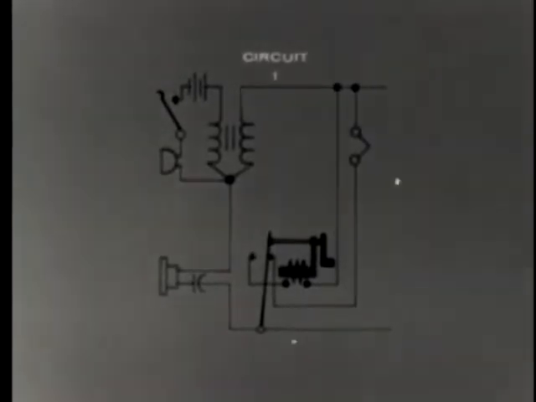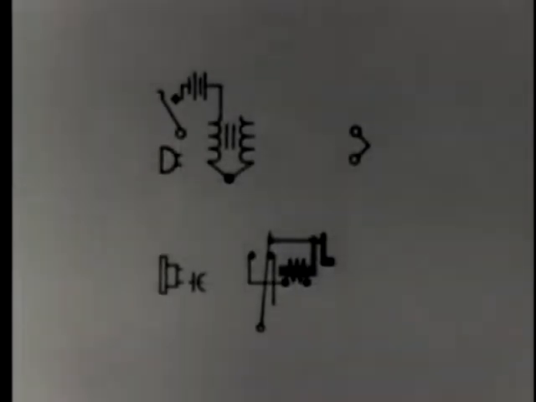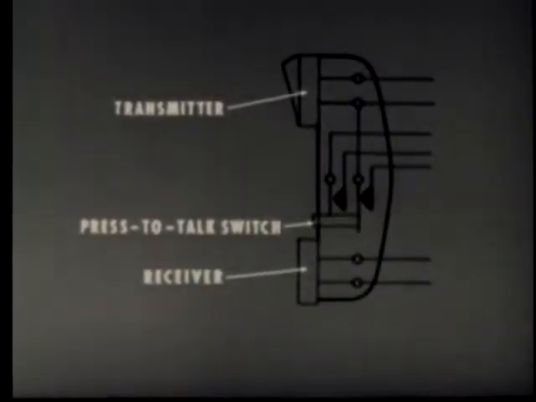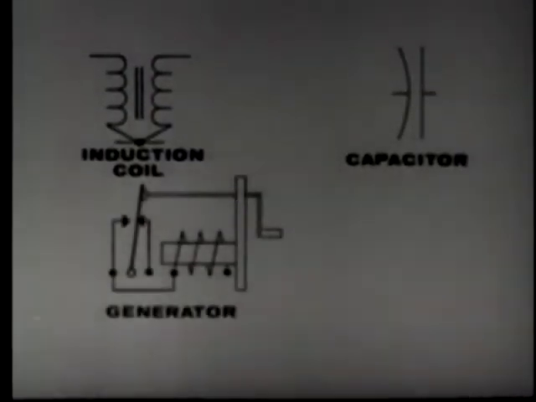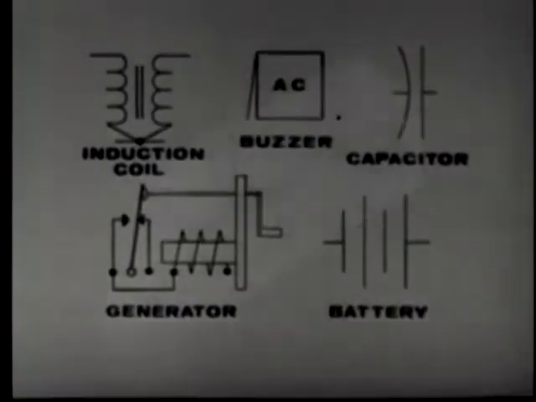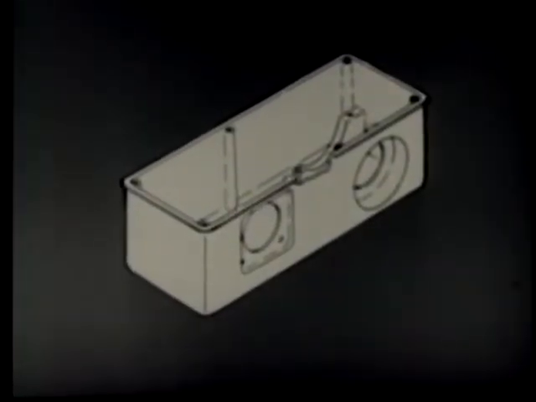The local battery telephone has a much greater transmission range than the sound-powered telephone. In a field telephone, the transmitter, receiver, and press-to-talk switch are combined into a convenient handset. The induction coil, capacitor, generator, battery, and buzzer are contained in a waterproof housing.